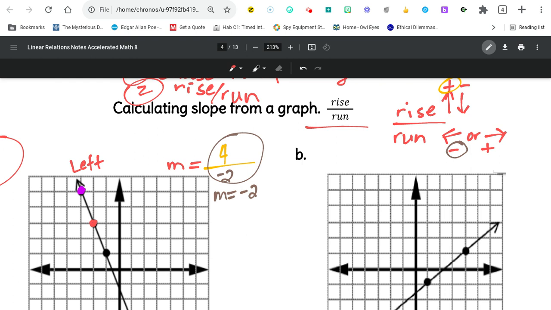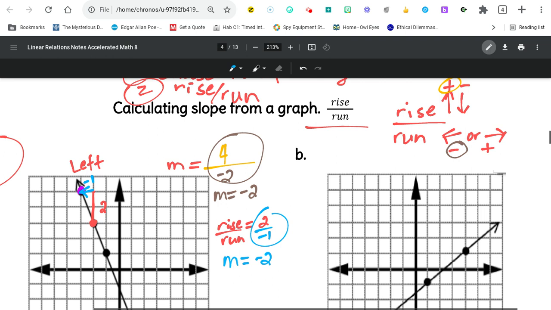I'll choose that one. I'm going to calculate the rise. So that's a rise of 1, 2. So in this particular case, my rise is 2. And my run, well, I would still have to run to the left, but I won't have to go left 1. So that's -1. So this 2 over -1 is still -2.